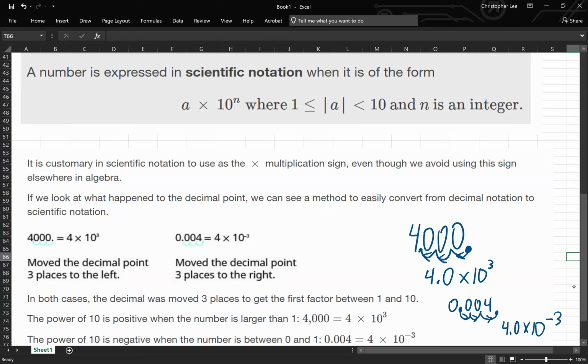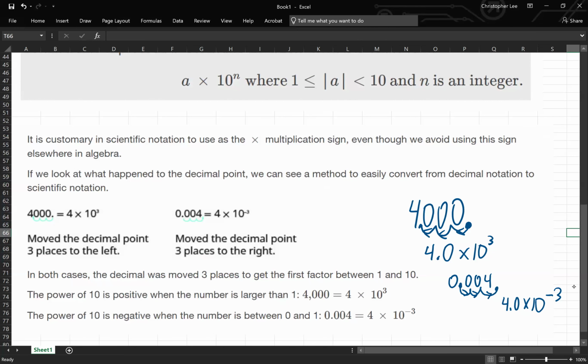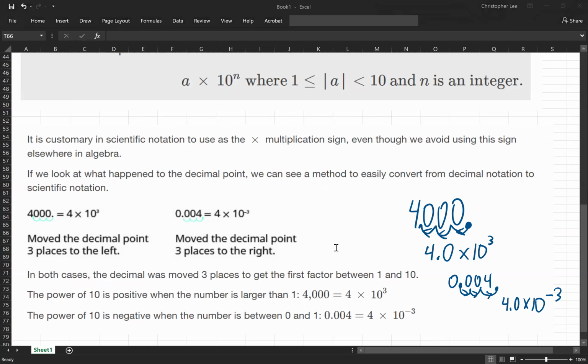All right. So in both cases, the decimal was moved three places to get the first factor between 1 and 10. The power of 10 is positive when the number is larger than 1. So 4,000 equals 4 times 10 to the third. And the power of 10 is negative when a number is between 0 and 1, like 0.004, which is going to become 4 times 10 to the negative 3 power. All right. That little fact could help you out a lot.